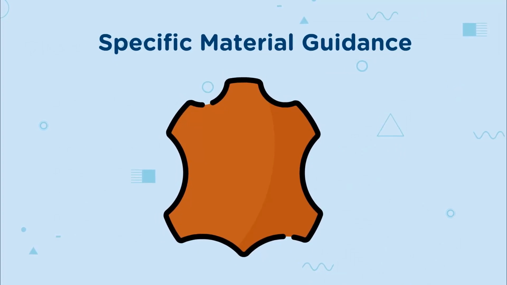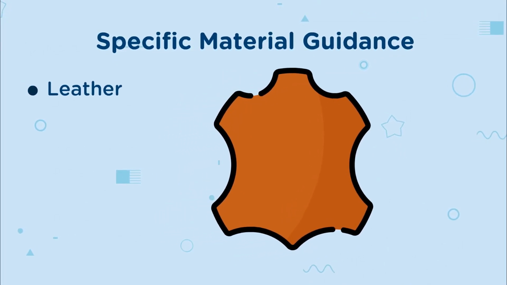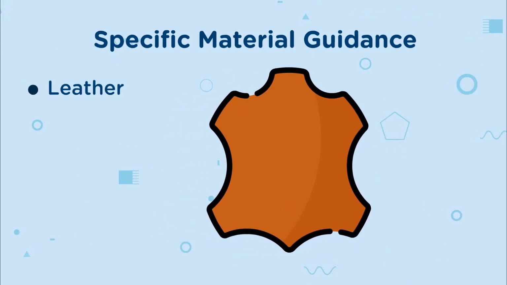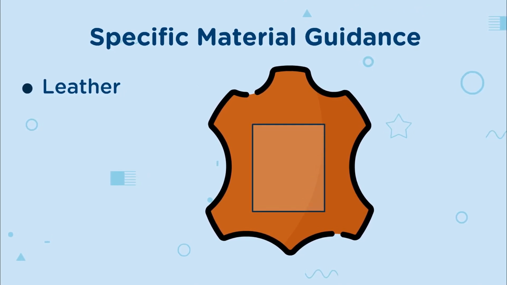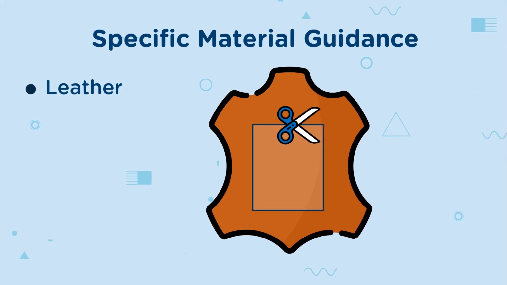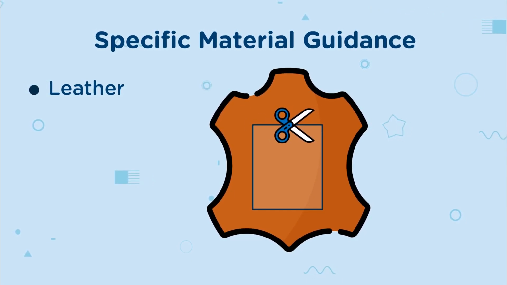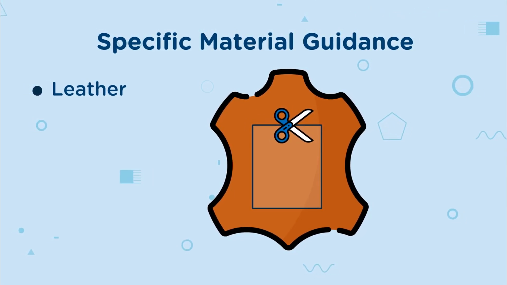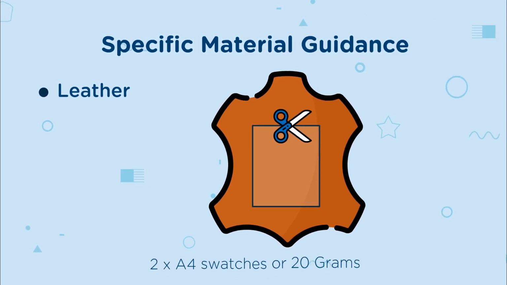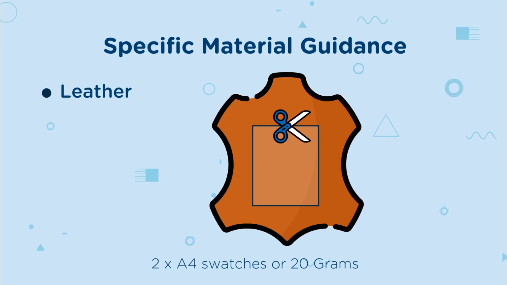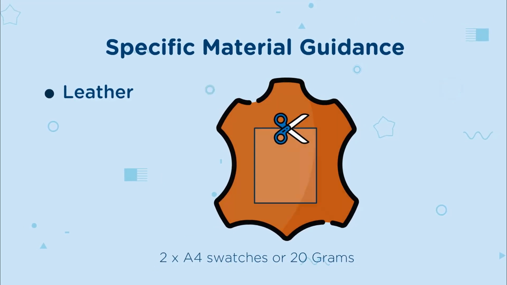Now, let us look at specific guidance for some material types. Leather from animal hides is an interesting material. The edges of this material can have a different chemical composition to the middle, so the recommendation is to take an RSL sample from the middle of the material. This is also the part most likely to be used to make product. It is recommended to send 2 A4 pieces or 20 grams of material for testing.